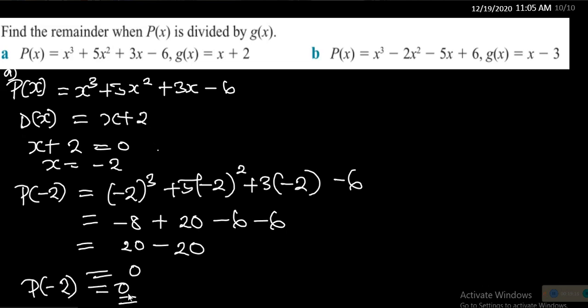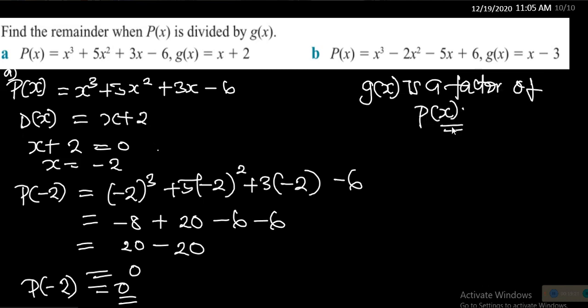So here there's no remainder. It implies here that g of x is a factor of p of x. Okay, that is what it means. The remainder is 0, and this is factor theorem. We're going to be studying a lot of this in our next video, which we titled factor theorem. The second example, p of x is x cubed minus 2x squared minus 5x plus 6.